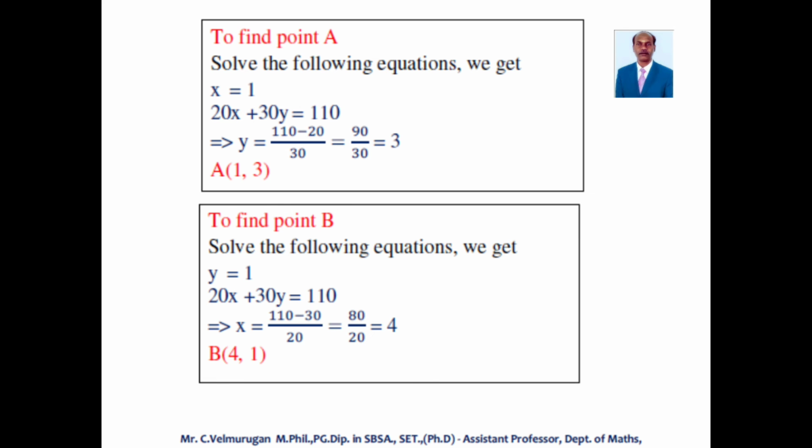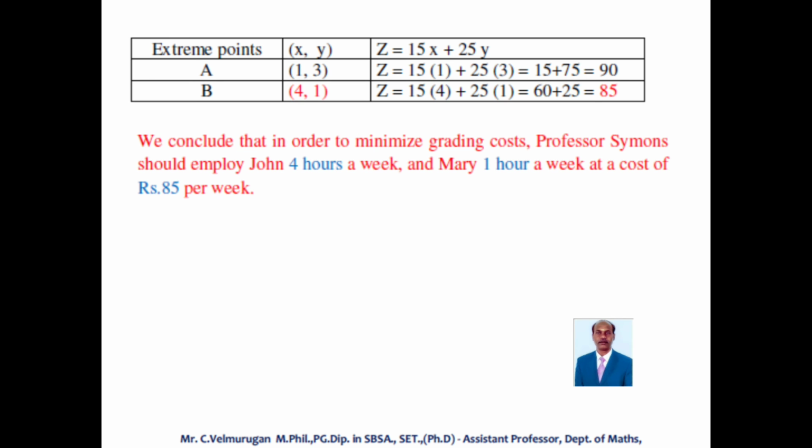4 comma 1. Using the equations of the two intersecting lines, we can find the points. In the same way, we found that point A is 1 comma 3 and point B is 4 comma 1. So now we consider the feasible solutions A and B, that is 1 comma 3 and 4 comma 1. Now we find out the z values.